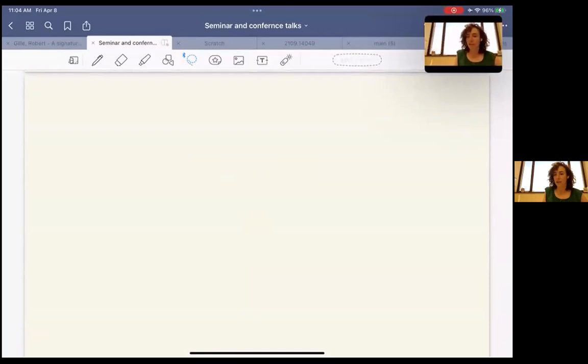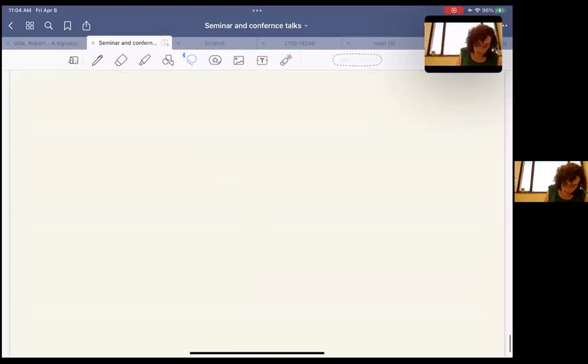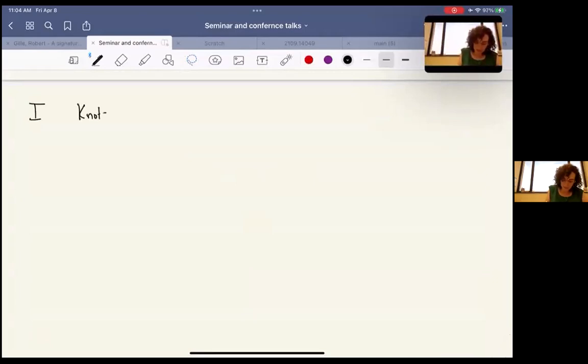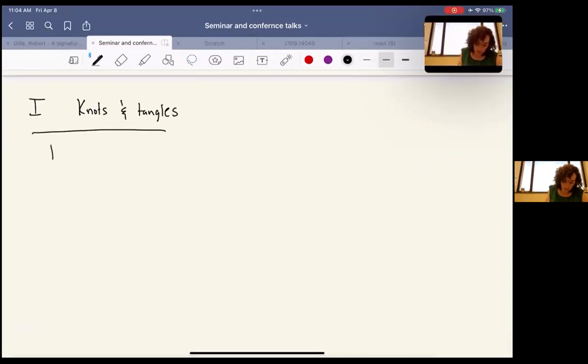And I want to talk first about knots and tangle decompositions as a warm up. So let's see, knots and tangles. So I'm going to assume that I have a knot in S3. And I can always write my knot K using a tangle decomposition. So I could write it as a sum T1 union T2 over S.